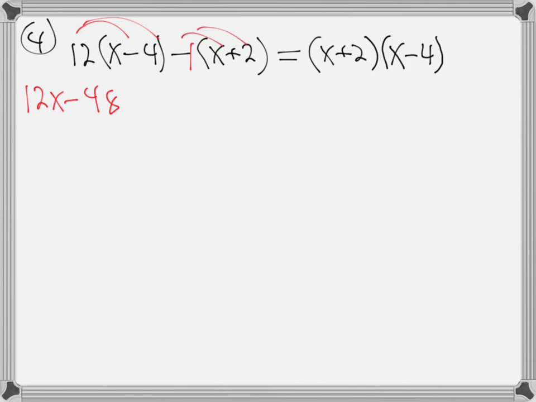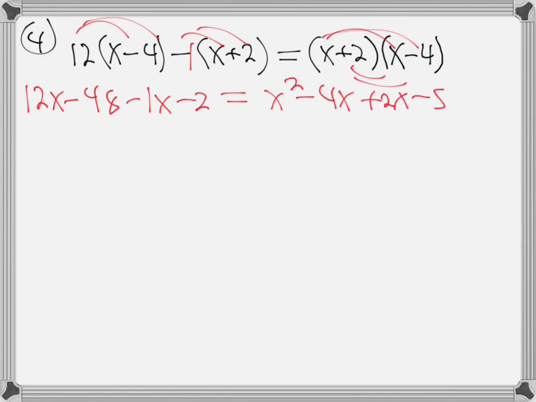Remember, when things from the outside of a parenthesis multiply in, the parentheses vanish. They drop off. -1x minus 2, like that. No more parentheses. See that? Whenever something from the outside of parentheses goes in, they drop off. And over here's the FOIL. X squared minus 4x, boom, boom, plus 2x minus 8.